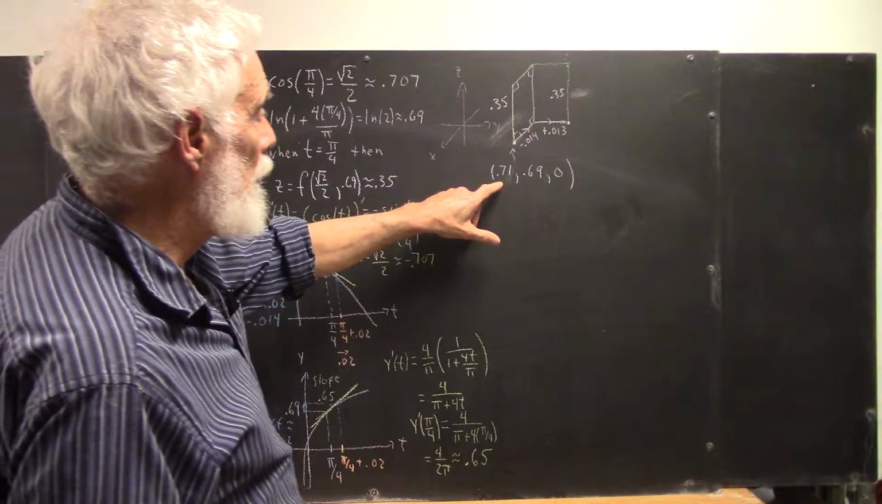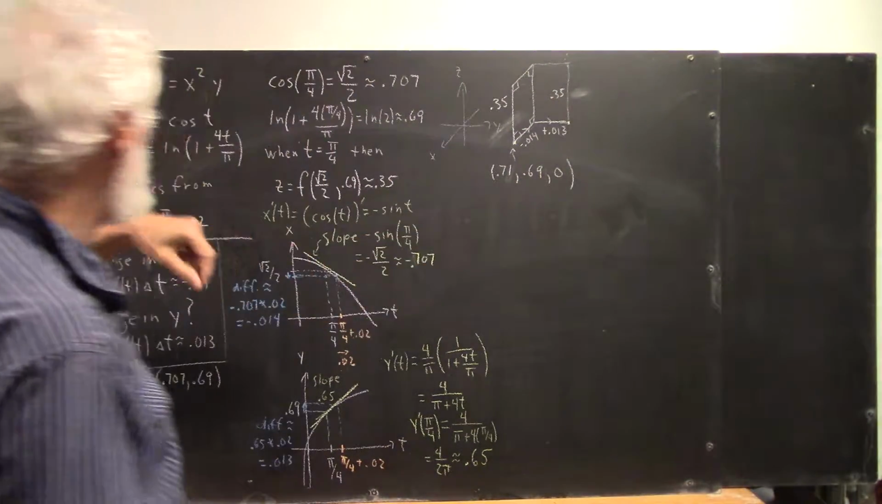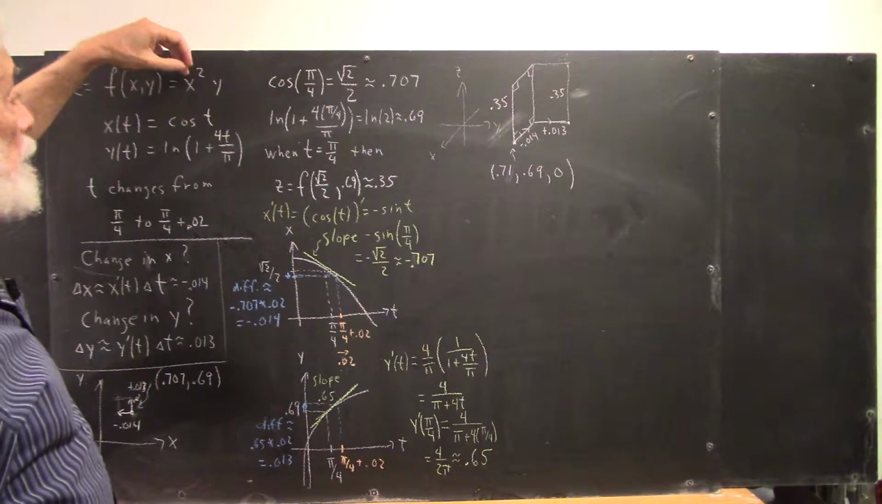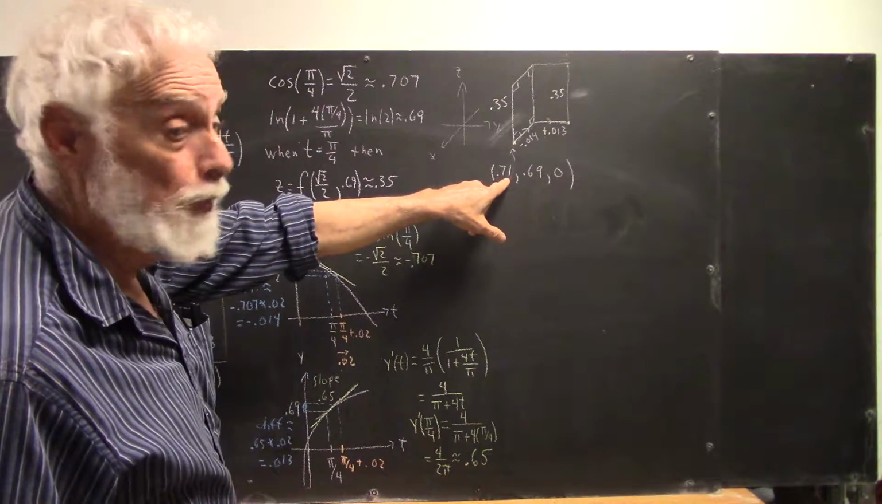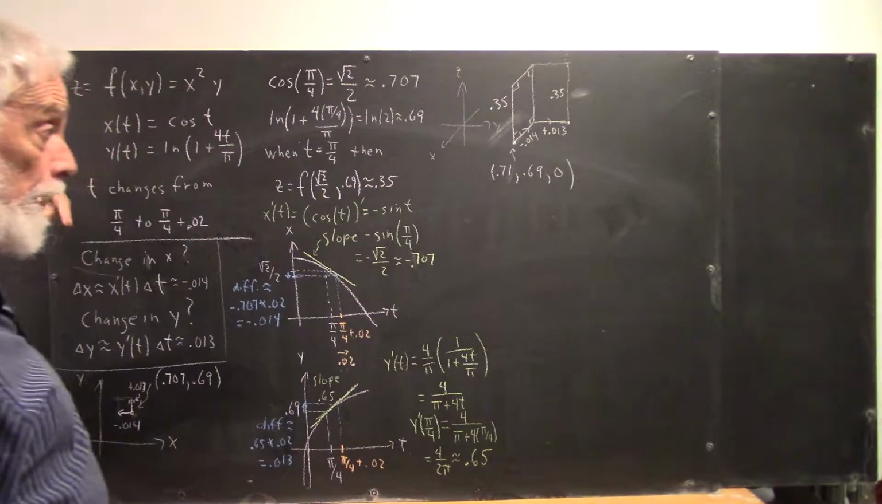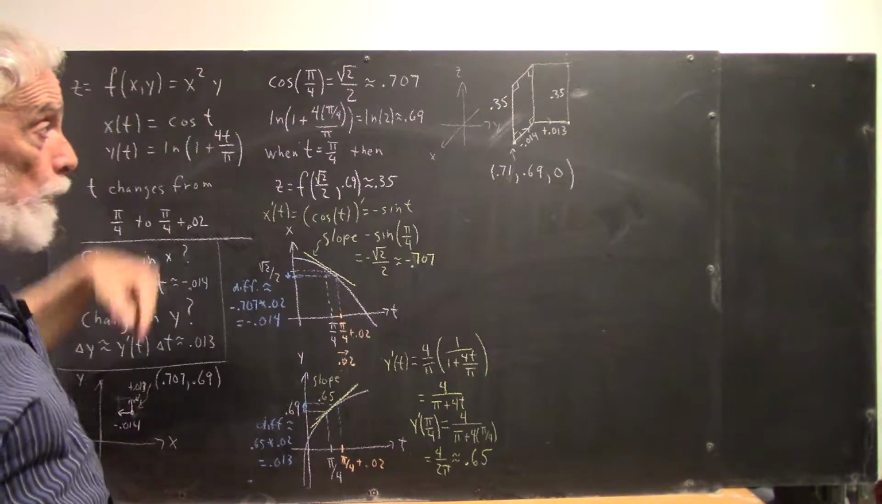If we hold x constant, then we get a plane parallel to the yz plane, and the value of z becomes 0.71 squared times y. Well, this is the square root of 2 over 2, so the square of this number actually is 1/2, so we have the function z equals 1/2 y.